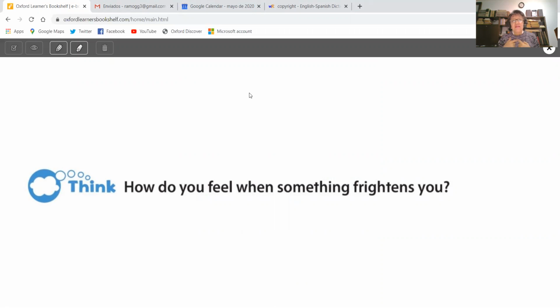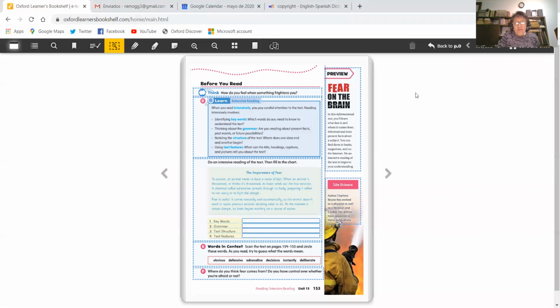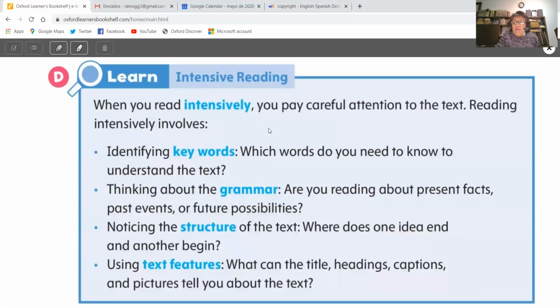In my case, sometimes I feel alert and ready to respond. But sometimes I get paralyzed and I just can't move. What about you? How do you feel? Well, answer the question for yourselves.